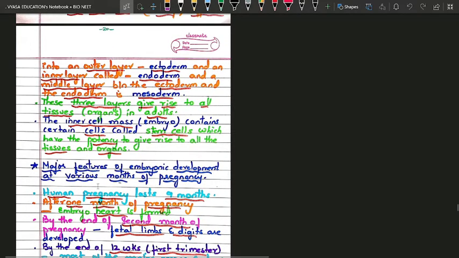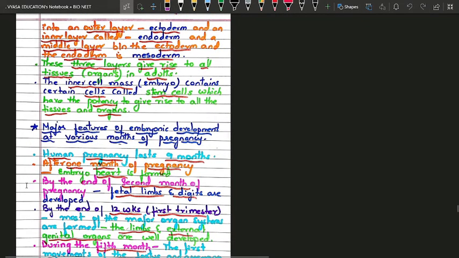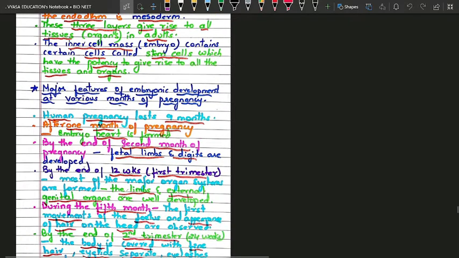Major features of embryonic development at various months of pregnancy. What are the major features of embryonic development? As you all know, human pregnancy lasts for 9 months. So, after 1 month of pregnancy, what happens? The embryo heart is formed. Just remember this, once go through.